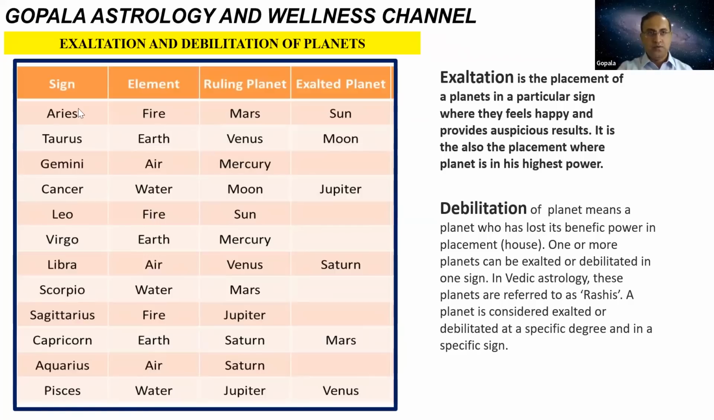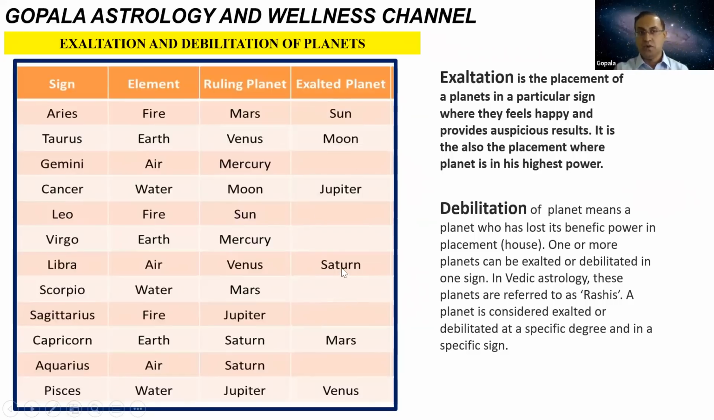Now let us quickly see the zodiac sign of Aries. The exalted planet is Sun. Sun gets deeply exalted. The ruling planet is Mars, as I told you, and the element is fire. Just see this last column here, exalted planets. Moon gets exalted in Taurus, and there are even specific degrees. For example, 3 degrees of Rohini Nakshatra in Taurus is the highest point of exaltation for Moon. The Sun gets exalted in 10 degrees of Aries.